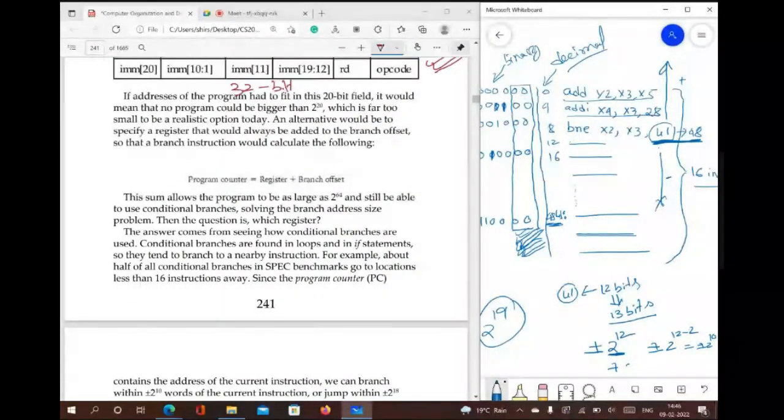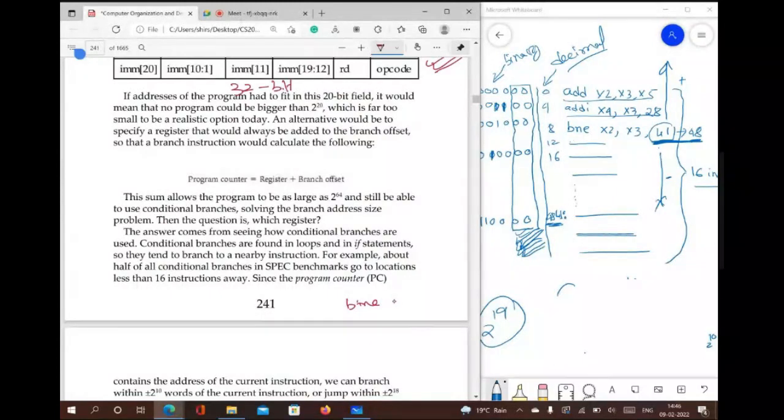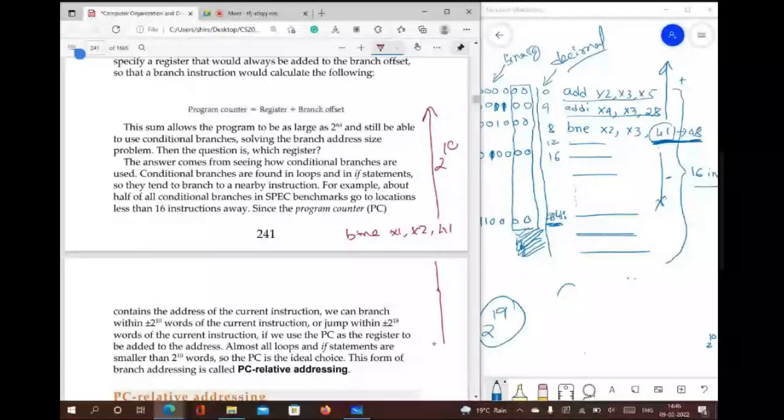So if we go with PC relative addressing, it means L1 is actually PC plus L1. Suppose this is your BNE instruction, BNE x1 x2 L1. Then on this side you can represent 2 to the power 10 instructions, and on this side also you can go up to 2 to the power 10 instructions. So now the limitation is extended.